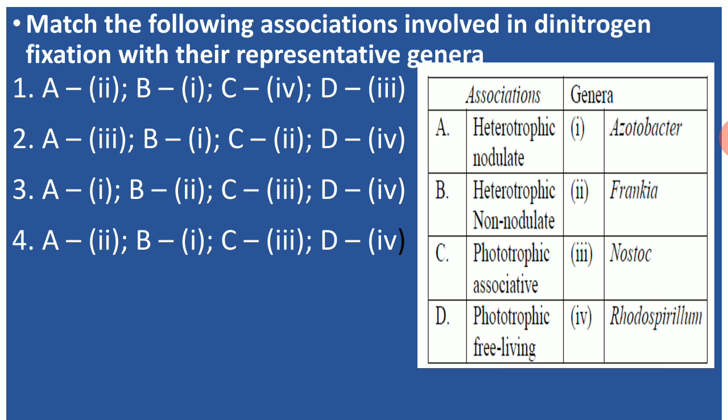This is the matching of the following organisms involved in dinitrogen fixation with their respective genera. So you can solve it easily. This question is a very good question. Nostoc is phototrophic free living. So D should be the third, in third and fourth. Now Frankia is heterotrophic nodulate. Frankia is not a non-nodulate, so B is second. So the answer should be the third one.